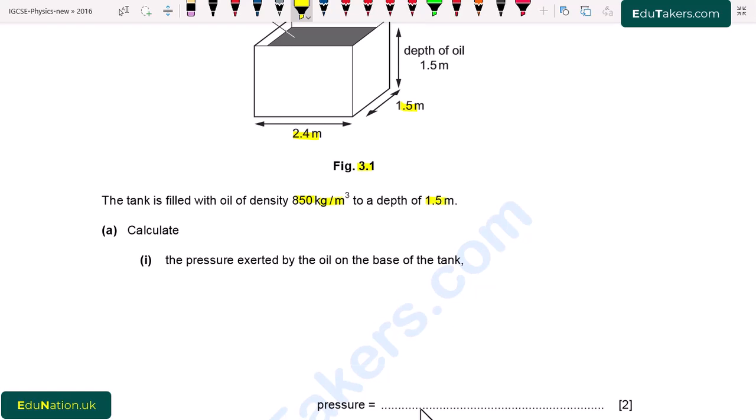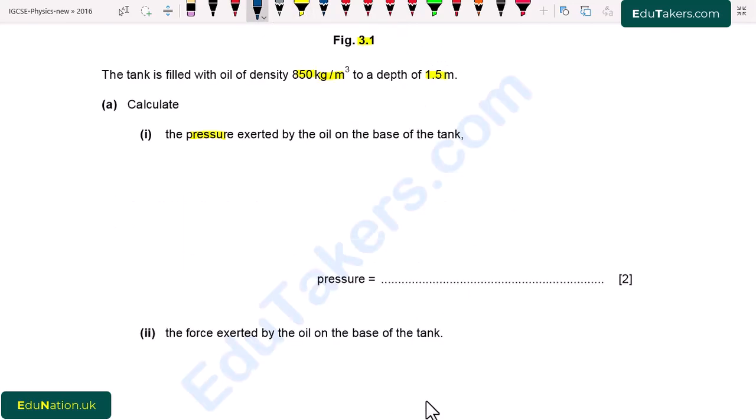Part A. Calculate, first, the pressure exerted by the oil on the base of the tank. Here we have to find out the value of pressure that is exerted by the oil on the base of the tank. So first of all, I write here the formula of pressure. Pressure is the product of density, the value of g, acceleration due to gravity, and depth h.